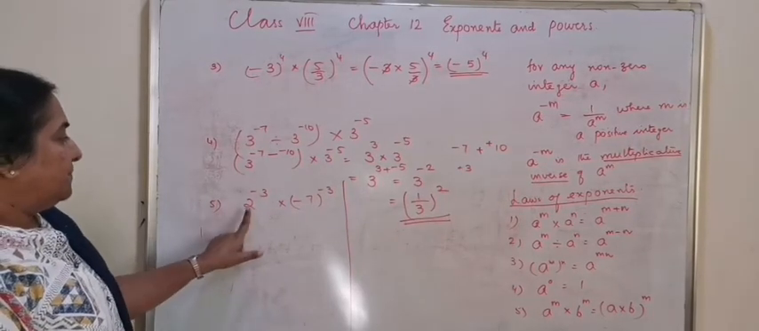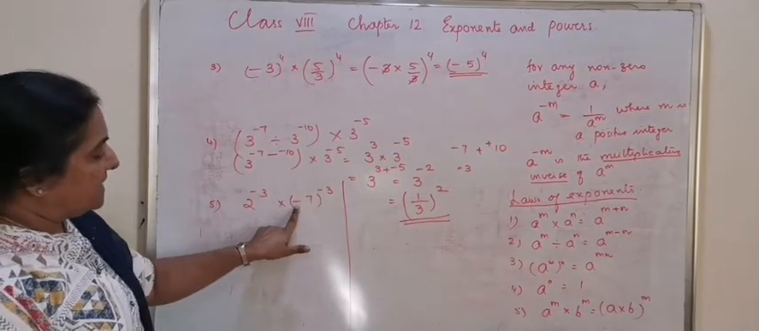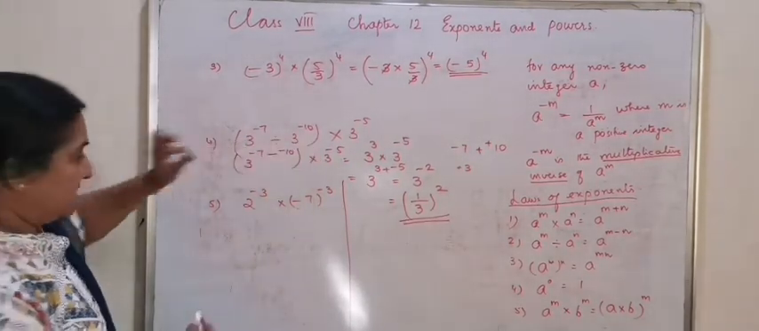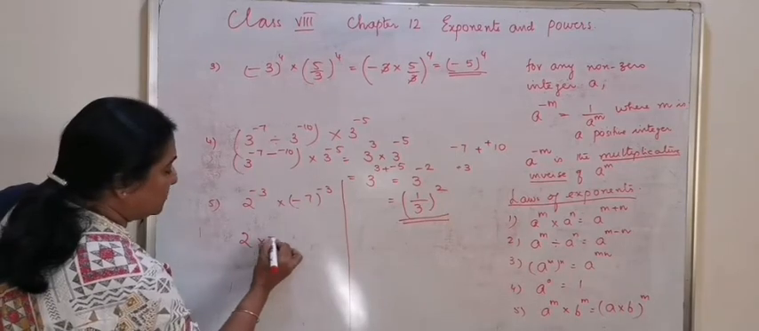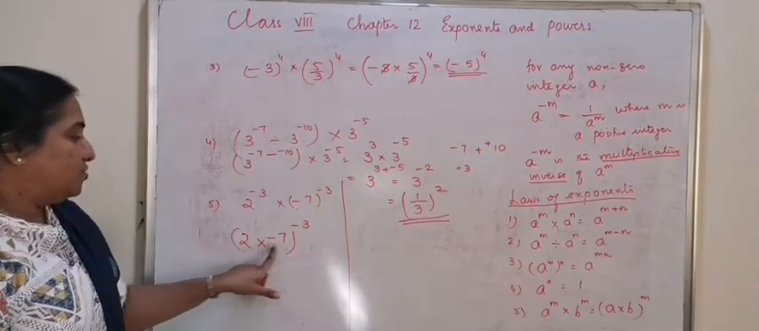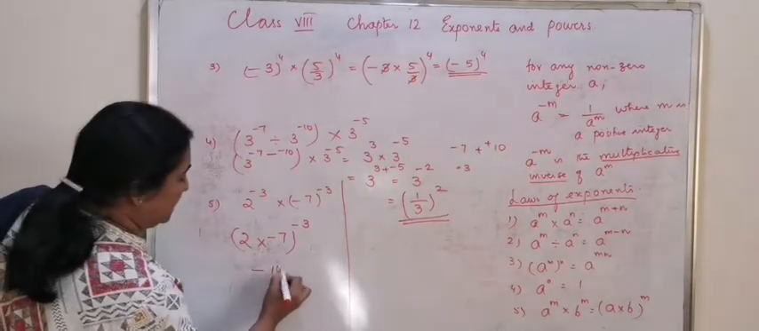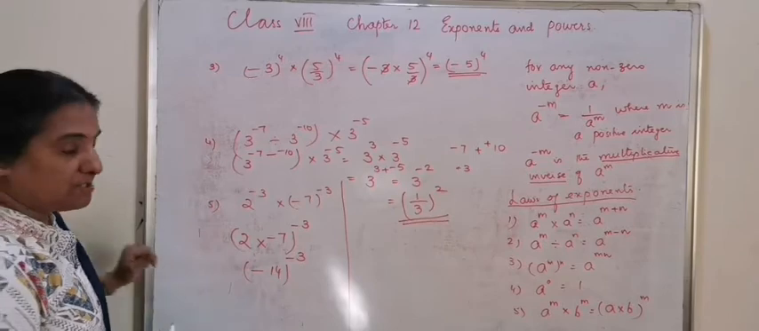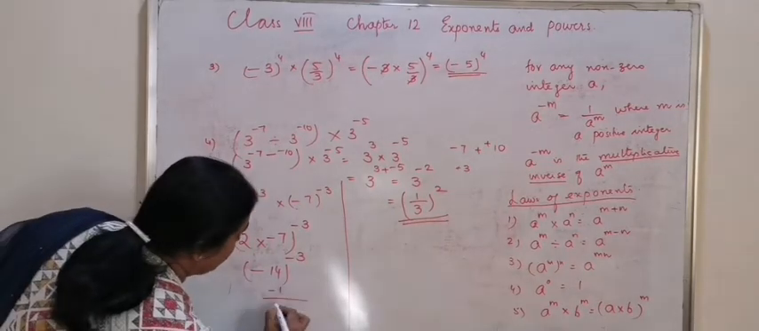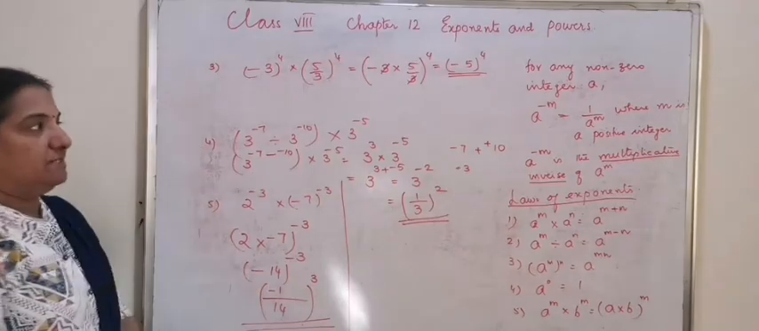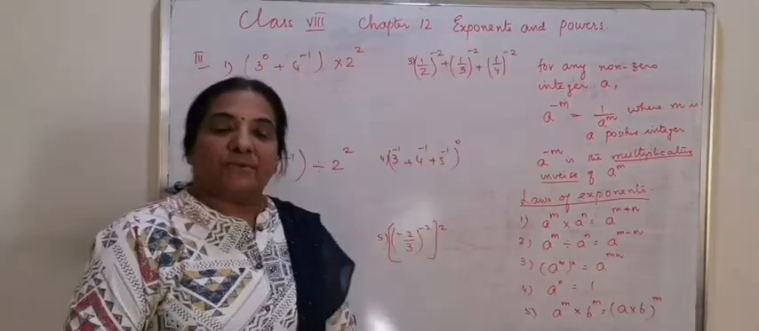Fifth subdivision, 2 raised to minus 3 into minus 7 to the power of minus 3. Again, the power remains the same. You can write it as 2 into minus 7 to the power of minus 3. 2 into minus 7 is minus 14 to the power of minus 3. Or to make it into a positive exponent, minus 1 by 14 to the power of positive 3.